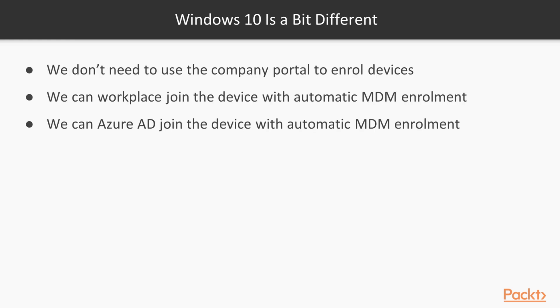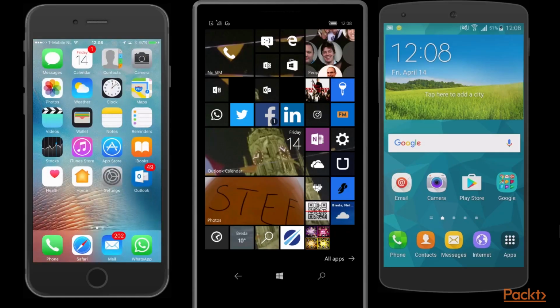For Windows, it's a bit different. We don't need to use the company portal to enroll devices. We can either workplace join a device with automatic MDM enrollment, or we can Azure AD join the device, also with automatic MDM enrollment. In this video, we just look at the first option, to workplace join a device, which is basically bring your own device. In one of the next videos, we will have a look at Azure AD join and see how we can manage Windows 10 devices.